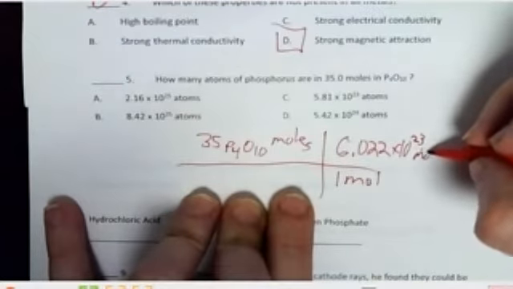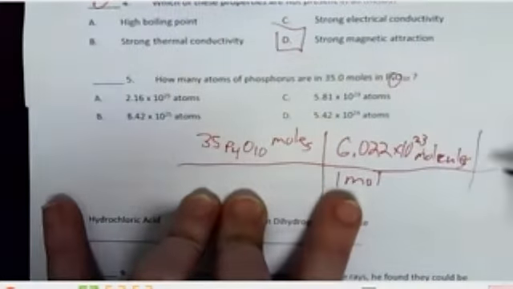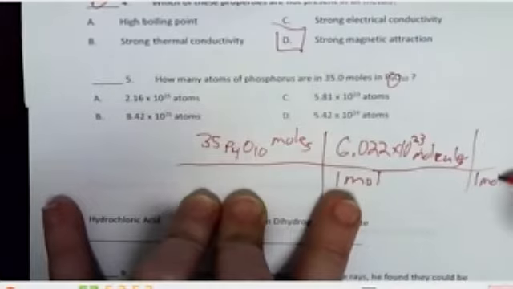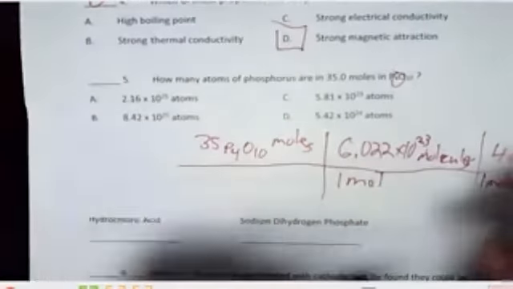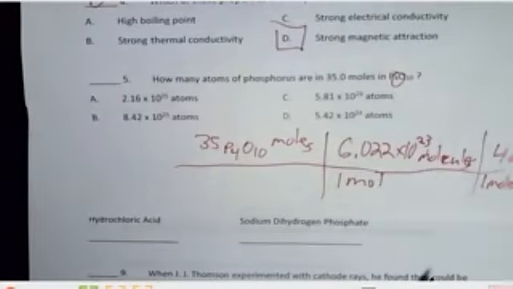But if you got this one wrong, probably the one thing you forgot is that in 1 molecule of P4O10, there are going to be 4 atoms of phosphorus. So 35 times 6.022 times 10 to the 23rd times 4 gets you 8.42 times 10 to the 25th. So B.